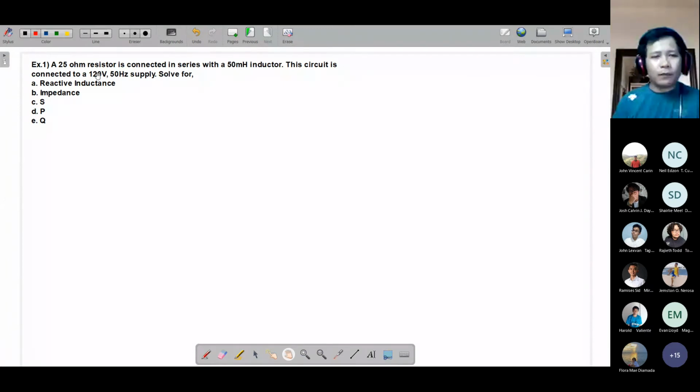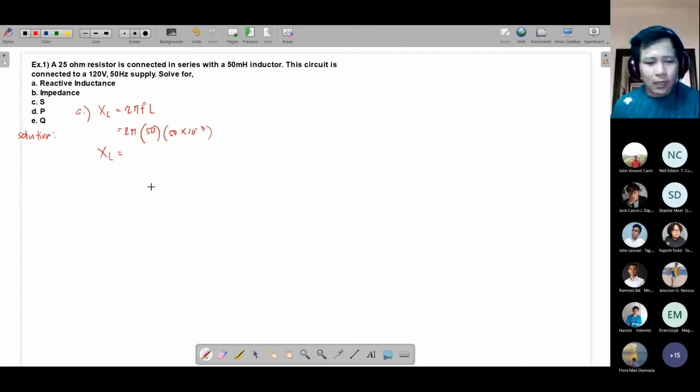Now, you have here a voltage source and a frequency, and you have to solve. Okay, first, solution. First, letter A, your inductive reactance or your XL. So of course, from the formula, 2 pi F times L. So this will be 2 pi times frequency, 50 hertz, times inductance, 50 millihenry, so that is 50 times 10 to the negative 3. Okay, so pila man ang XL?